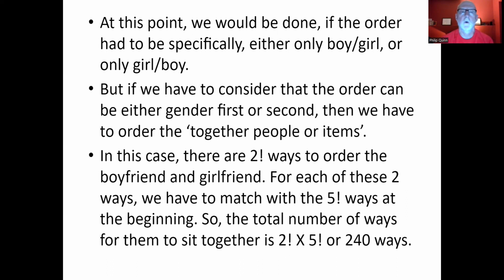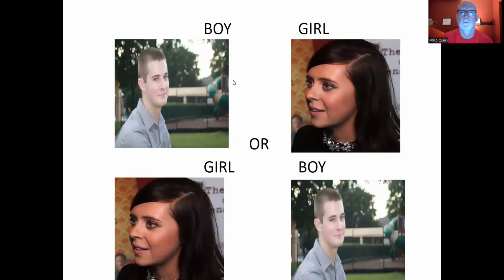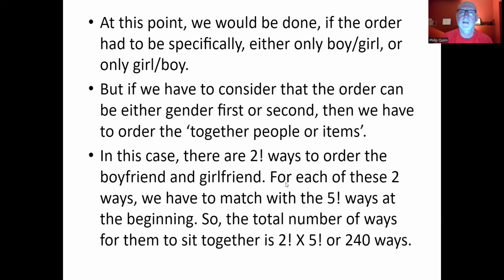But if we have to consider that the order can be either gender, first or second, then we have to order the together people or items as well. So in this case, there are 2 factorial ways to order the boyfriend and the girlfriend. Now, 2 factorial ways is just 2: 1 way, second way, 2 ways. Now for each of these 2 ways, we have to match with the 5 factorial or 120 ways that we found at the beginning. So the total number of ways for them to sit together in this example would be 2 factorial times 5 factorial, or 240 ways.